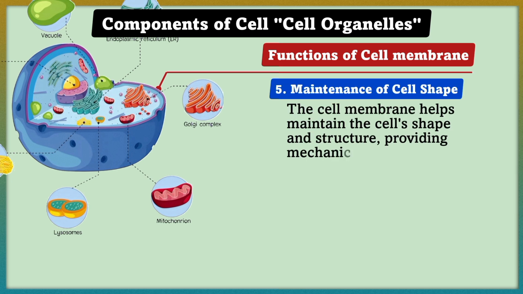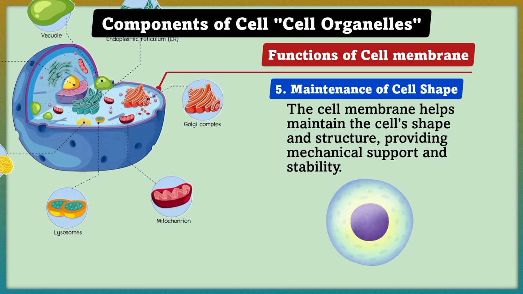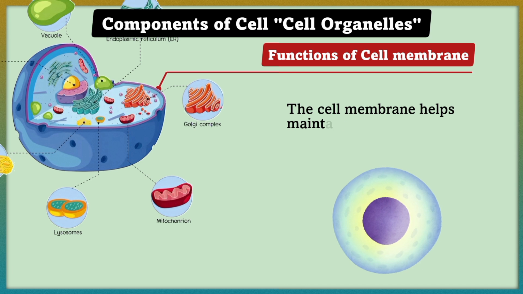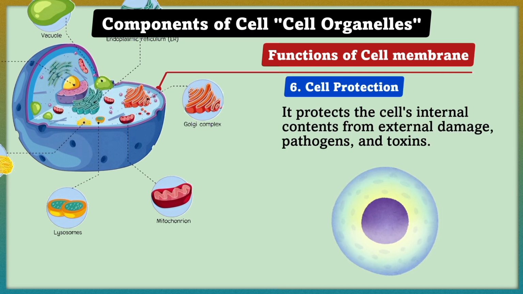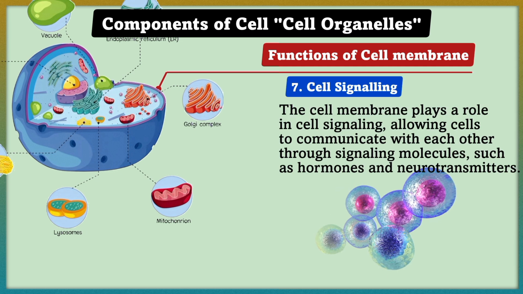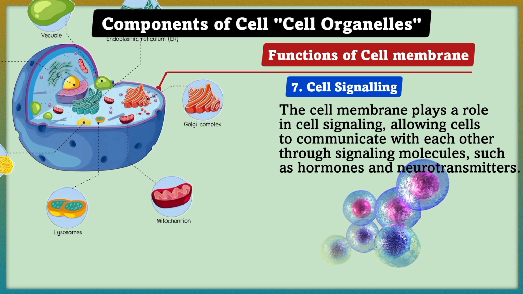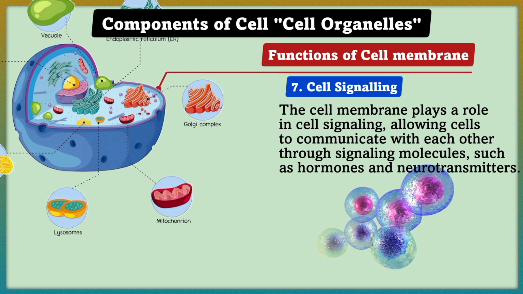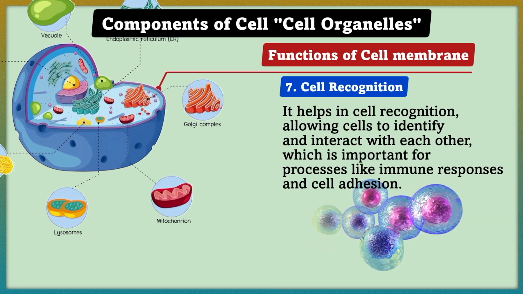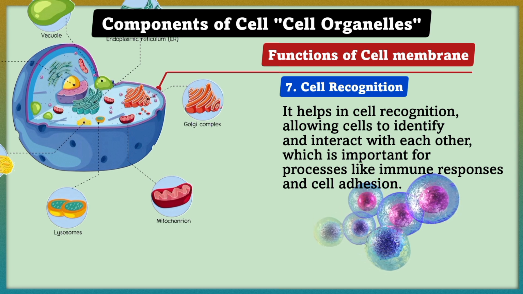The cell membrane helps maintain the cell's shape and structure, providing mechanical support and stability. Cell membrane protects the cell's internal contents from external damage, pathogens, and toxins. It also plays a role in cell signaling, allowing cells to communicate with each other through signaling molecules, such as hormones and neurotransmitters. Cell membrane helps in cell recognition, allowing cells to identify and interact with each other, which is important for processes like immune responses and cell adhesion.